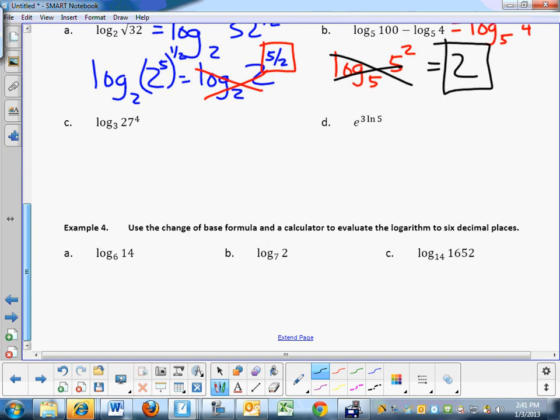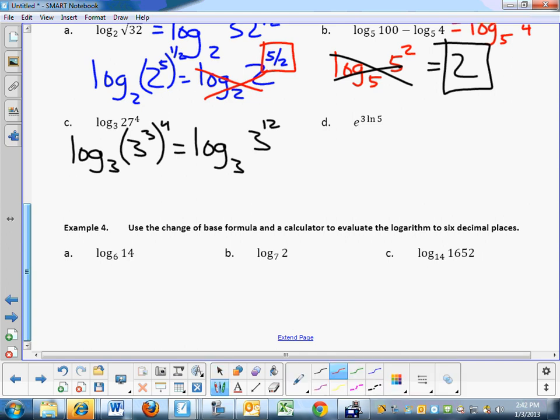Log base 3 of 27 to the 4th power. I'm going to rewrite it as log base 3 of 3 to the 3rd to the 4th power. What do you do with an exponent to an exponent? Log base 3 of 3 to the 12th. What cancels off? They're inverse operations. The log with a base removes the base and leaves you just 12.